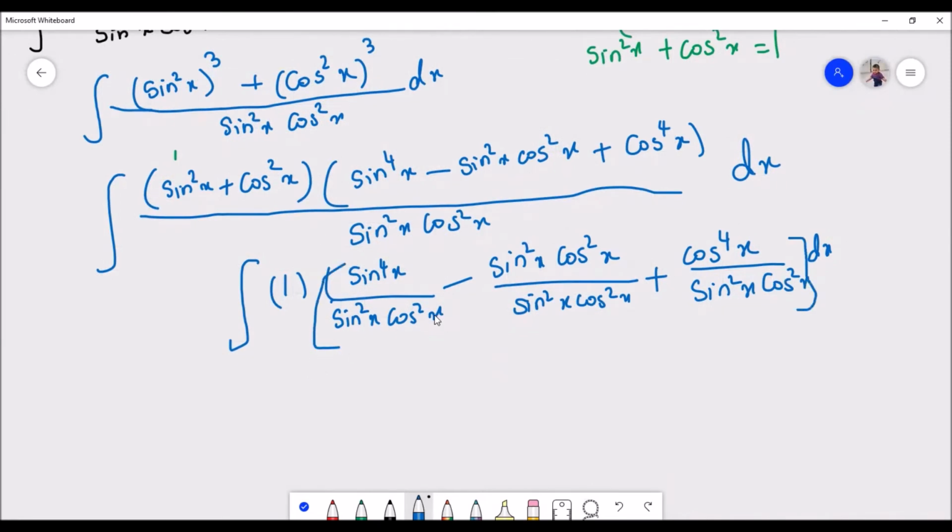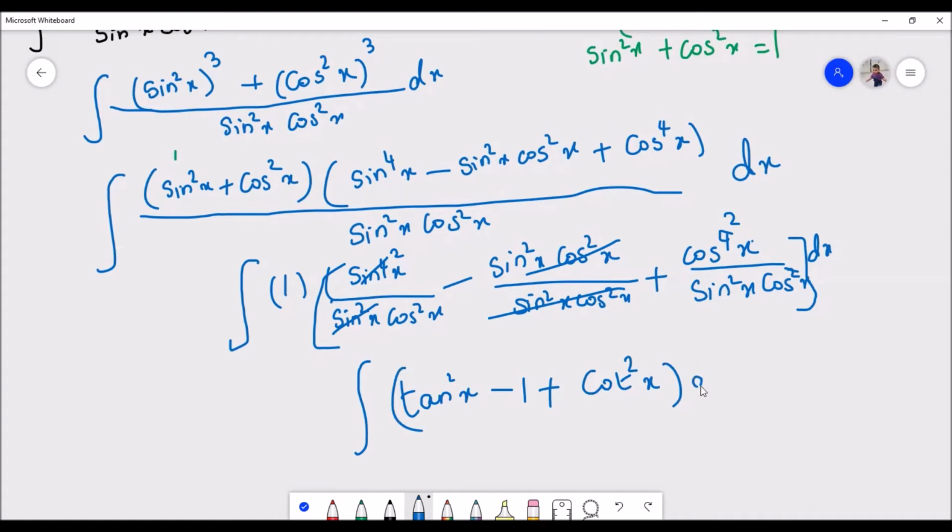Before that, what are the terms getting cancelled? Let us check. Now sin^4 x divided by sin^2 x will be left with sin^2 x in the numerator and cos^2 x in the denominator, which is nothing but tan^2 x. Now here both are the same, it got cancelled, negative 1. Plus here cos^4 x by cos^2 x will get cancelled and we get cos^2 x, so cos^2 x by sin^2 x is nothing but cot^2 x, whole thing dx.